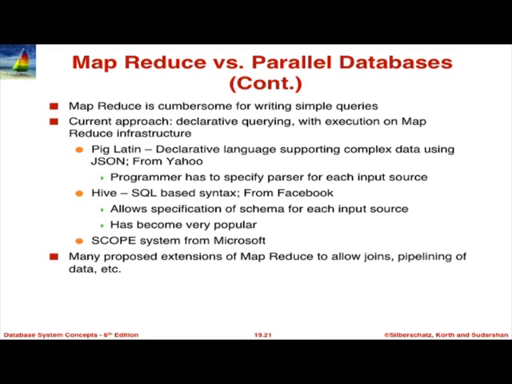Then there's Hive, which came from Facebook, which actually lets you write SQL, a dialect of SQL, and run it directly. And in fact, Hive also specifies a schema for each input source. And so although the data may be in files, Hive knows what is the format of the data and can read the data appropriately. And then the third one is Scope from Microsoft. This is again not publicly available, but you can purchase it. So these are three things which allow declarative query, SQL or variants.